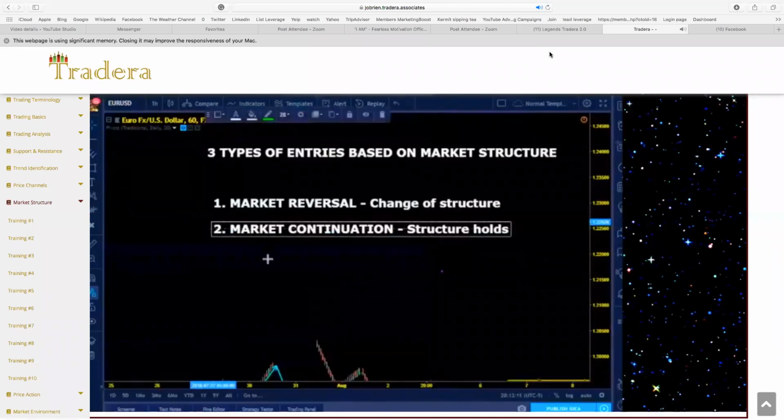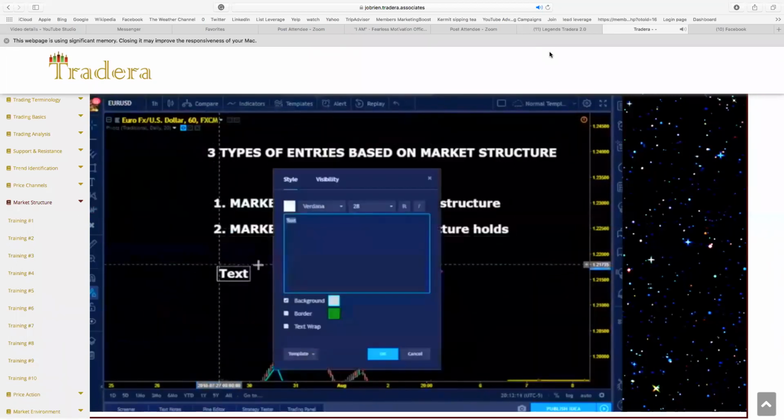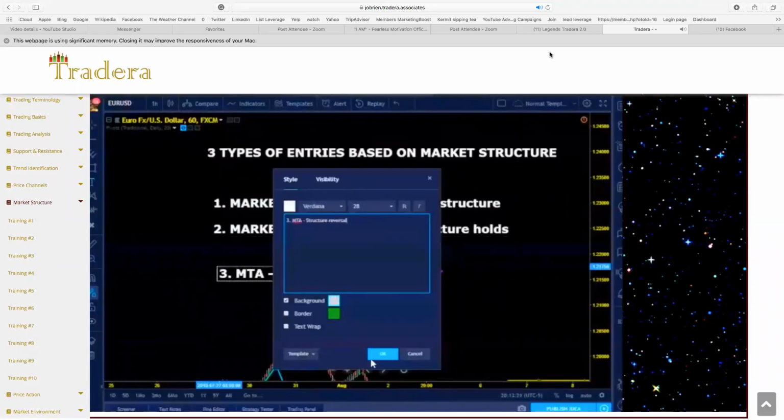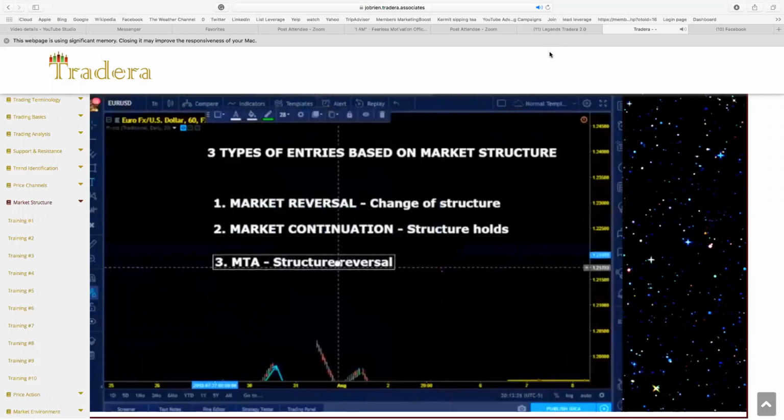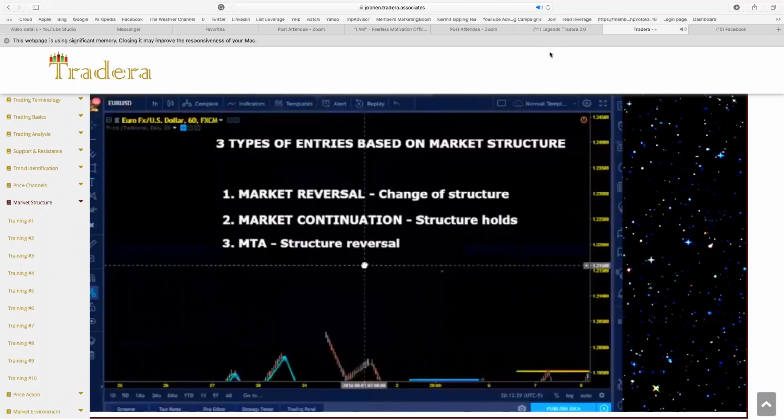The last type of trade we're going to talk about is going to be multiple time frame analysis, structure reversal. This type of trade I'm just going to save to the end, and we're going to talk about it completely separately because it's kind of its own deal.